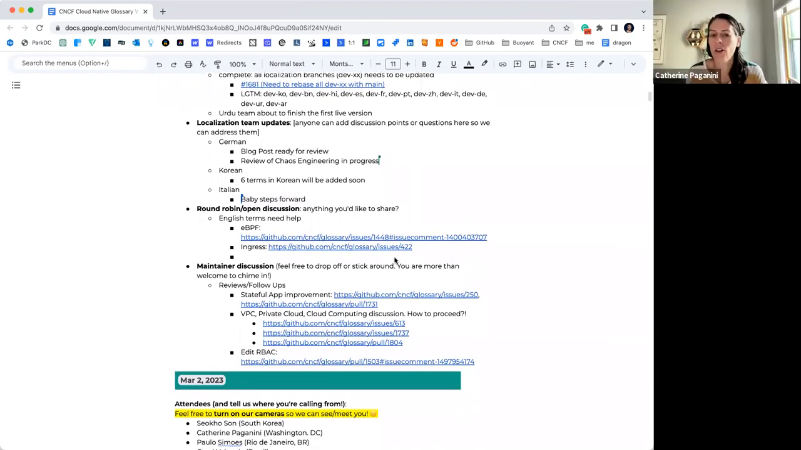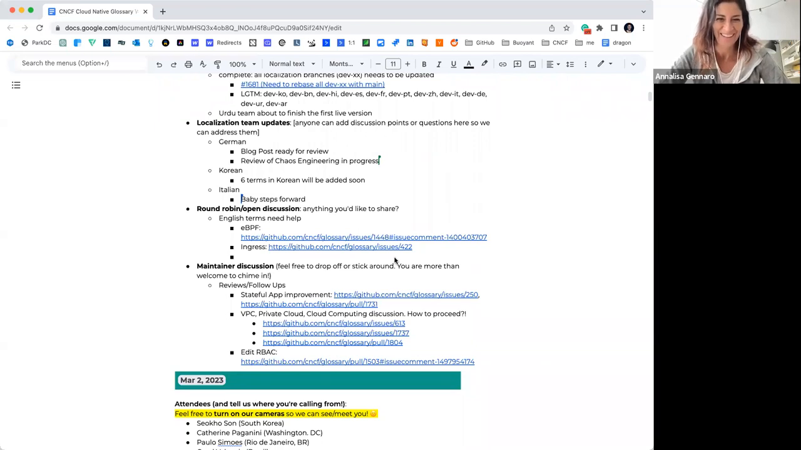Okay, and then I'm not sure who wrote this, but eBPF in English was me. I went through all my GitHub notifications and recognized some stuff that I added here. Two terms, eBPF and Ingress, don't have an assignee right now, so I'd say we are looking for volunteers to take over these terms in English, to write something about them.